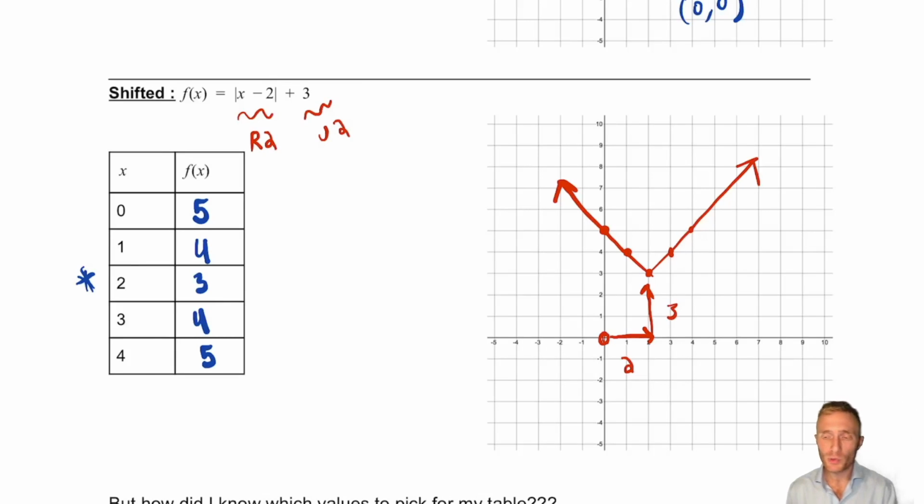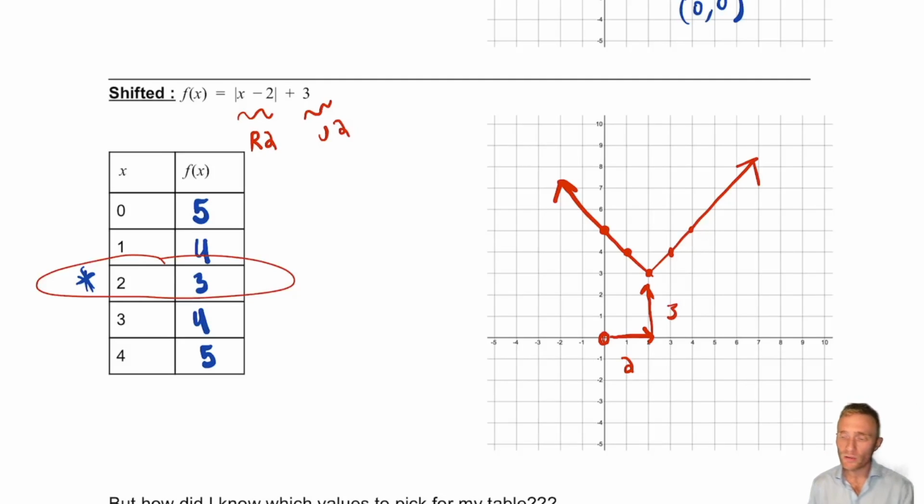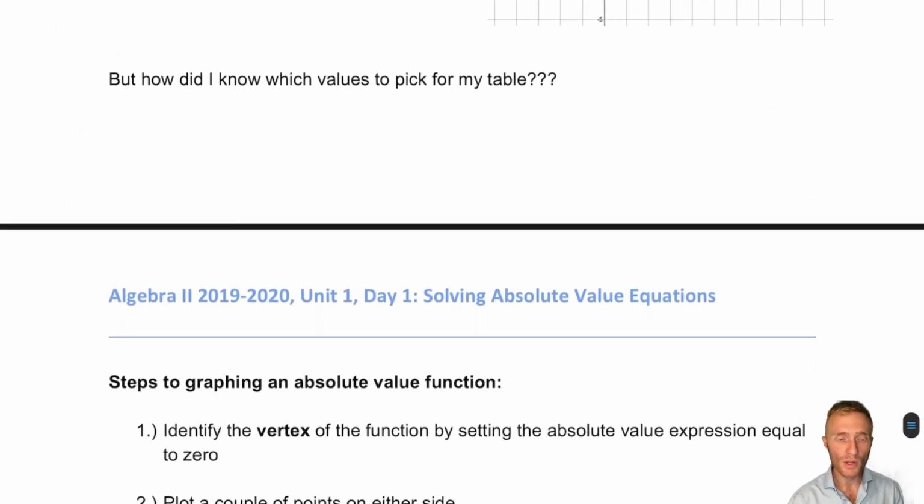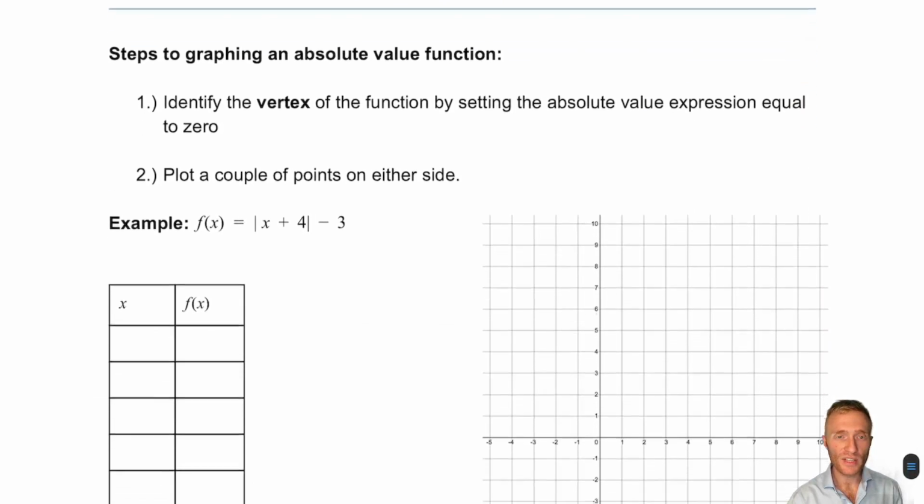But how did I know that those were the right points to pick? When I set this table up, I really thought about where that vertex was going to be. And that's how I'm going to do these last 2 examples. You find out where the vertex is and you plot a couple points on either side. So let's take this example.